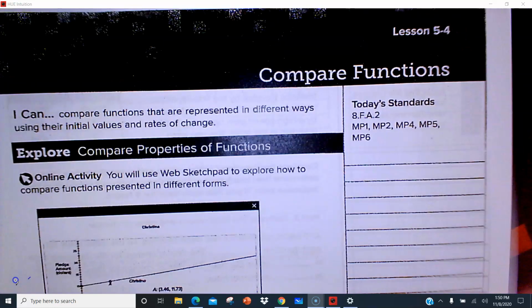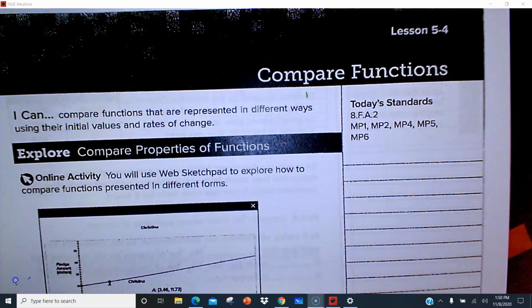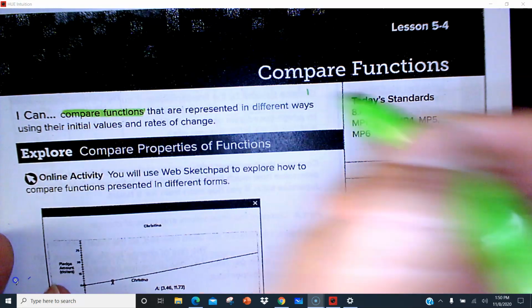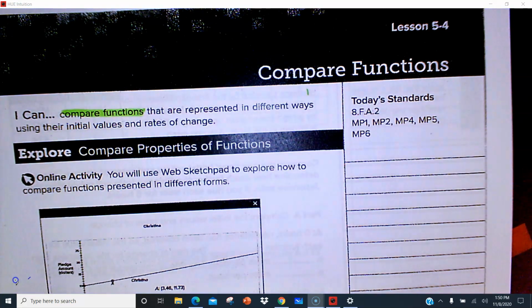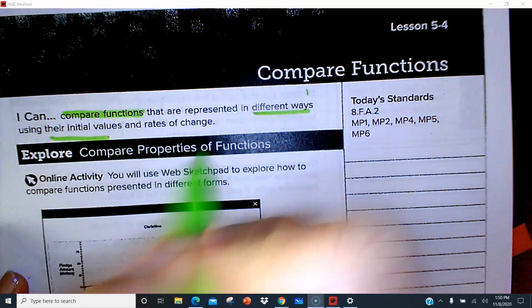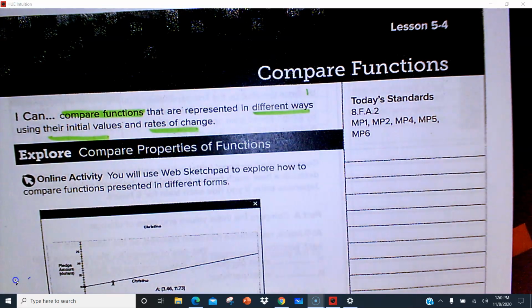Alrighty then, moving right along, 5.4, comparing functions. This is going to be a little bit more challenging because we now have to compare functions, but they're not going to give it to us in an easy, straight format. They're going to give us different ways with initial values and rates of change. We'll have to find out the equations. We'll have to find the functions ourselves.